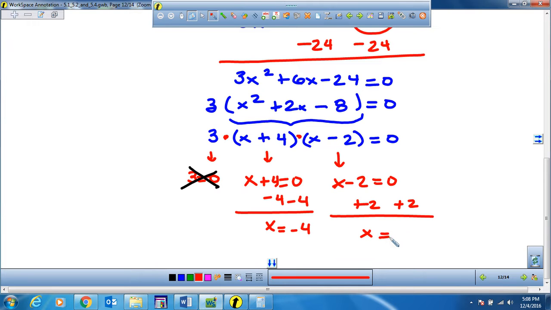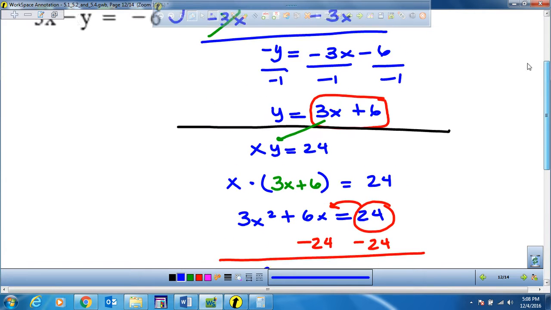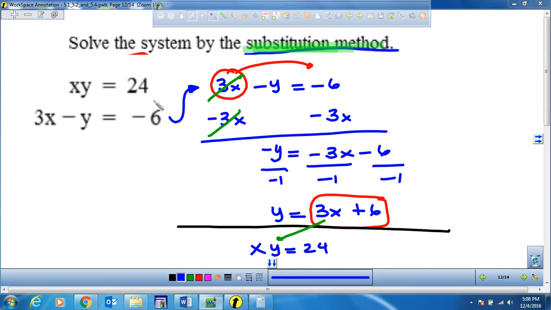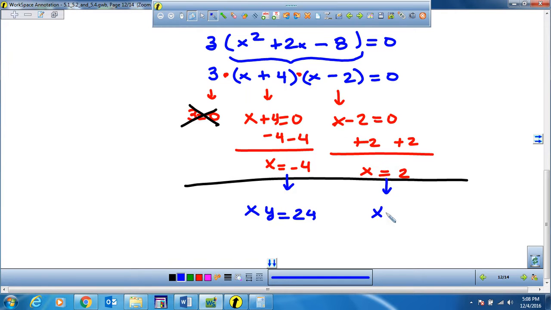So x is equal to 2. So x equals negative 4, x equals 2. What are you going to do? The same thing you did in the other problem. You're going to substitute these values into one of the originals. Where, let's choose the first one. xy equals 24.